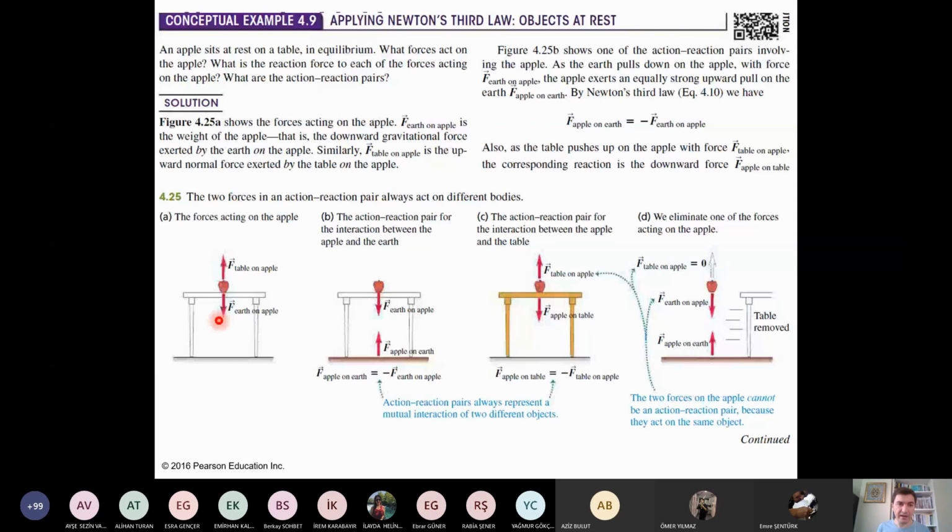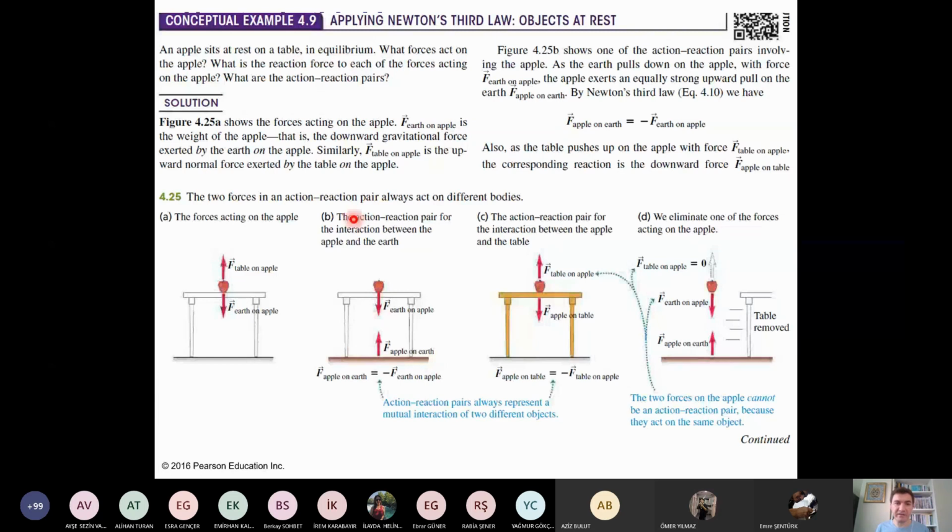Here we have a table, and here we have an apple. Due to gravity, there is a force, which is the weight, applied by Earth on the apple, okay? And there is another force. The table applies a force on the apple, okay? This is the normal force, F table on apple. The magnitudes of the weight and the normal force are equal to each other because the apple is in equilibrium.